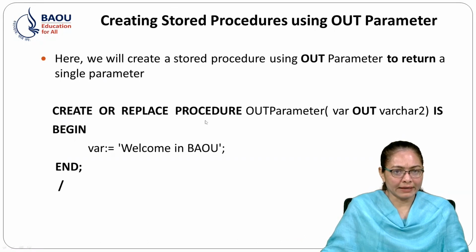Create or replace procedure, then procedure name. Here we will give the procedure name out parameter. You can give any name of the procedure because it is a user defined name. In the bracket where, then OUT is a parameter mode, and then varchar2, then IS. In BEGIN, where is equal to 'welcome in BAOU'. This is the string which is used to store in a variable.